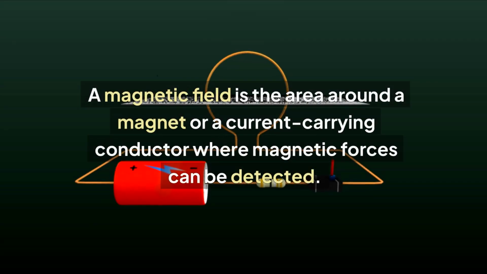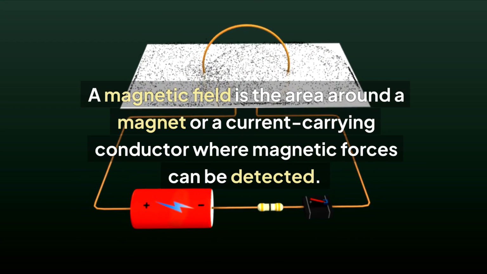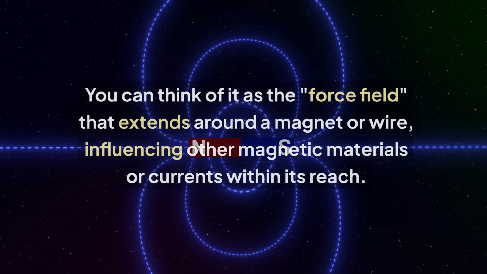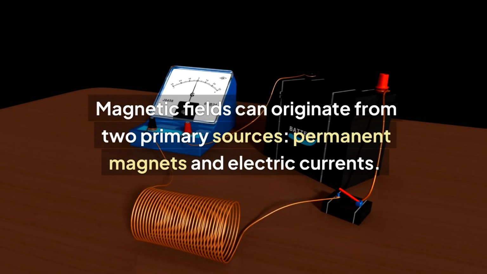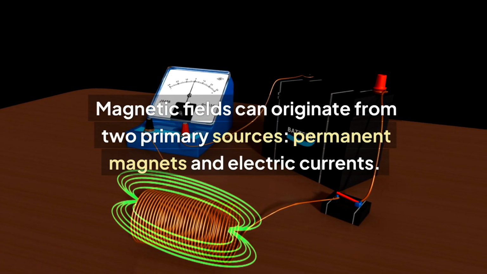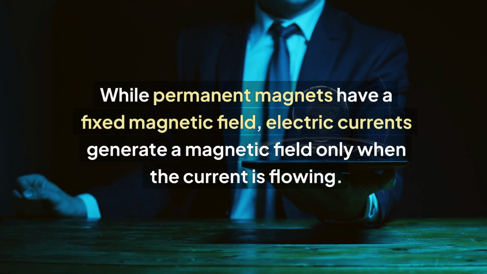A magnetic field is the area around a magnet or a current-carrying conductor where magnetic forces can be detected. You can think of it as the force field that extends around a magnet or wire, influencing other magnetic materials or currents within its reach. Magnetic fields can originate from two primary sources: permanent magnets and electric currents. While permanent magnets have a fixed magnetic field, electric currents generate a magnetic field only when the current is flowing.